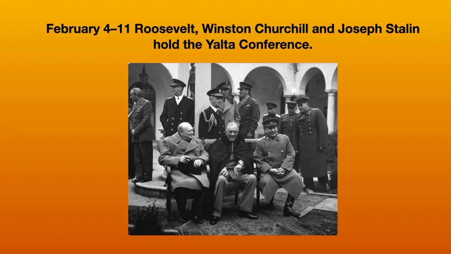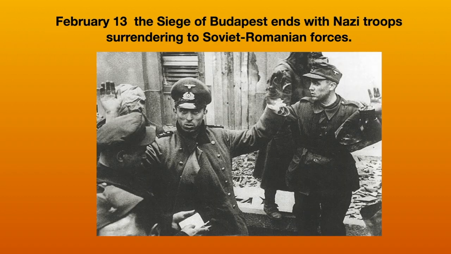Between February the 4th and the 11th, President Roosevelt, Winston Churchill and Joseph Stalin held the Yalta Conference. And this was to go into detail about how to deal with the Germans and what to accept as a surrender. You'll see in this that already Roosevelt doesn't look at all well. And of course, we'll hear more about that later in the slideshow. On February the 13th, the siege of Budapest ended with German forces surrendering to the Soviet Romanian forces.